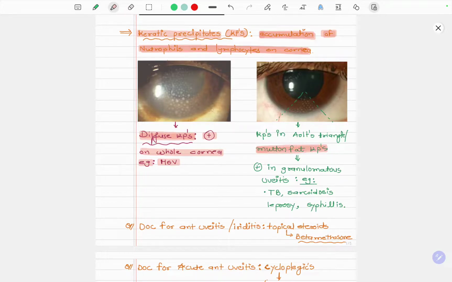Mutton fat keratic precipitates are present in granulomatous uveitis. Granulomatous uveitis causes, examples: tuberculosis, sarcoidosis, leprosy and syphilis. Remember, mutton fat keratic precipitates are mostly seen in the lower triangle of the cornea, which is Arlt's triangle. Okay, the anterior lower triangle of the cornea is Arlt's triangle.